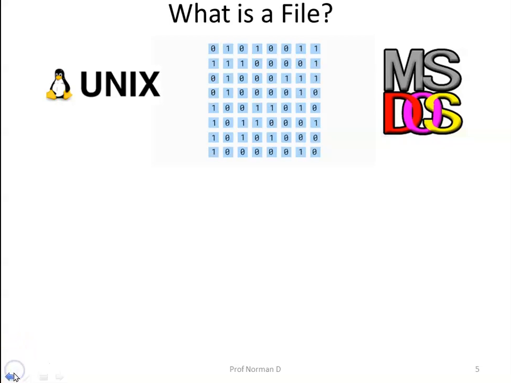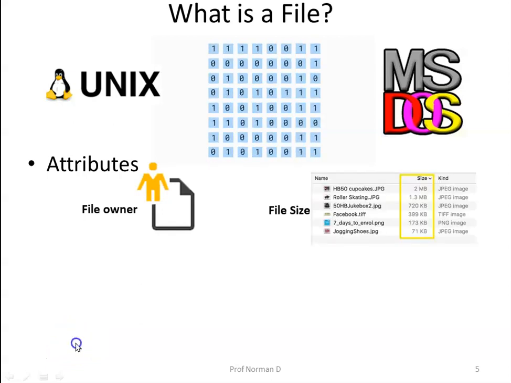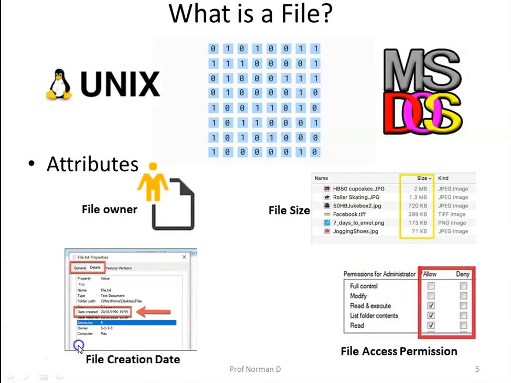A file can have attributes, which are pieces of information about the file that are not part of the file itself. Typical attributes are the owner, size, creation date, and access permissions.